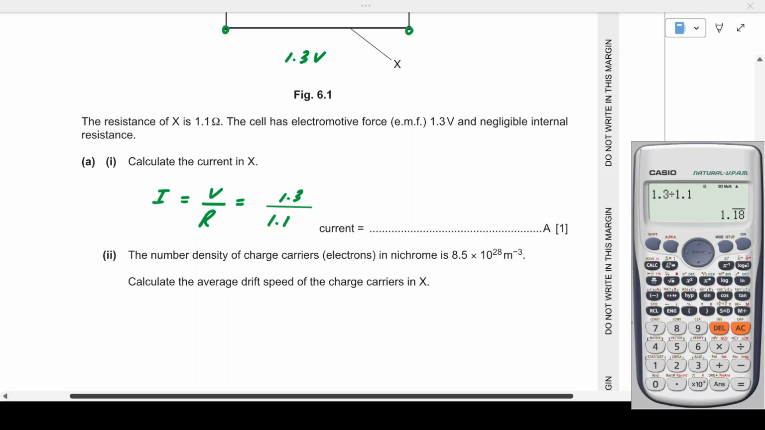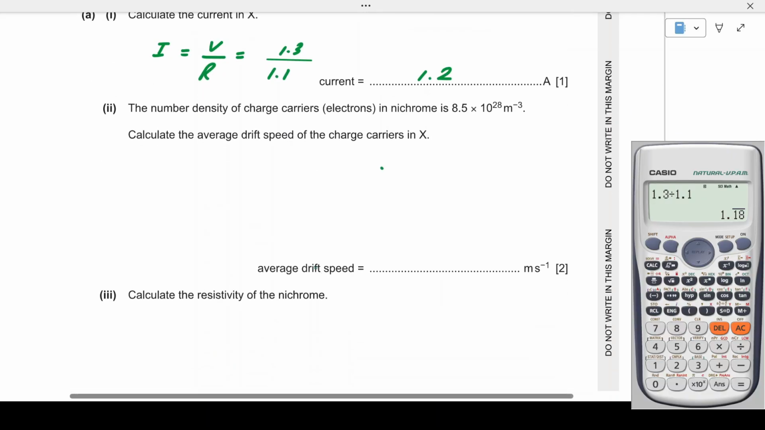I give 1.2, 1.18 aka 1.2 into SF. The number density of charge carriers, which are the electrons in nichrome, is this much, with the unit meters per cubic meters, or m raised to the power minus 3. So the unit is perfectly all right. 8.5 into 10 raised power 28.